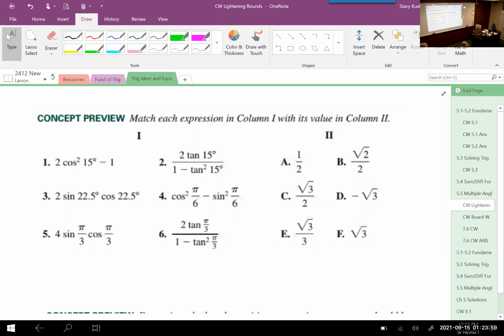The sine of 2 pi over 6. Well, I can find the sine of 2 pi. Simplify it with the 2. Did you figure it out? Yes. Okay, so that would be what letter? C? E, yes.